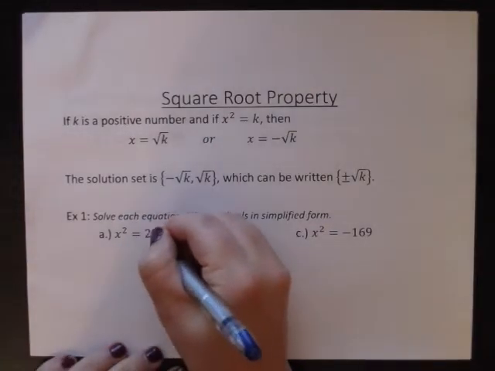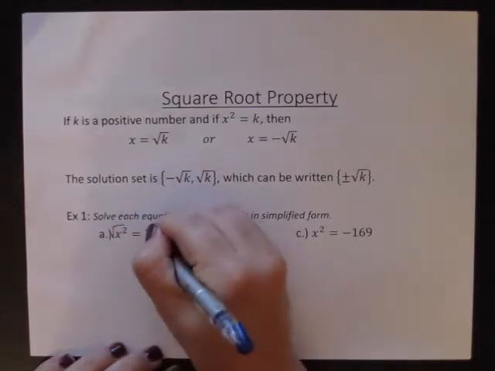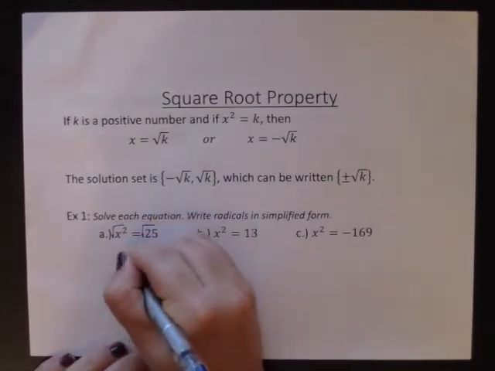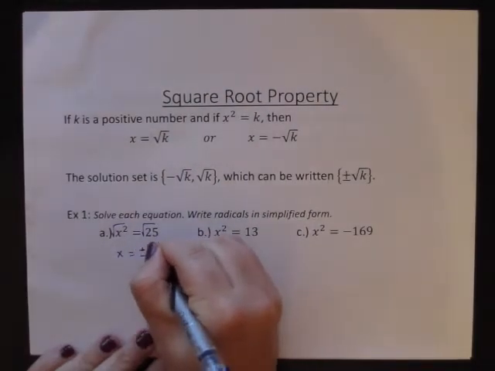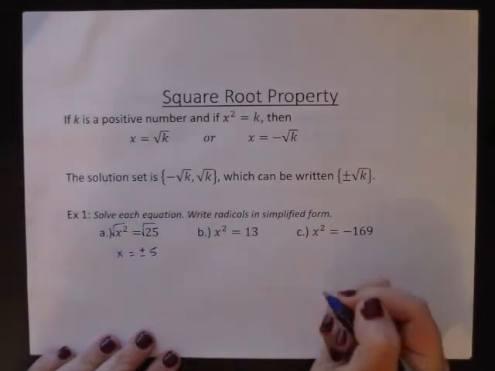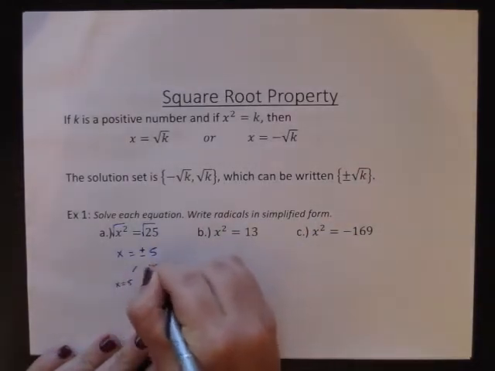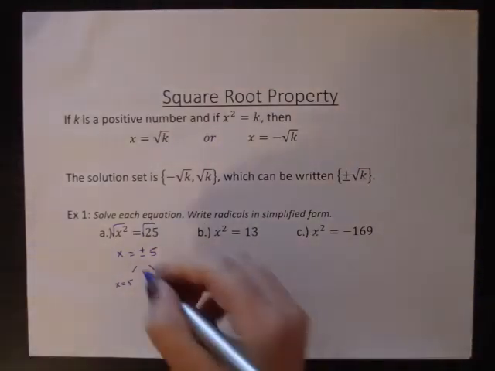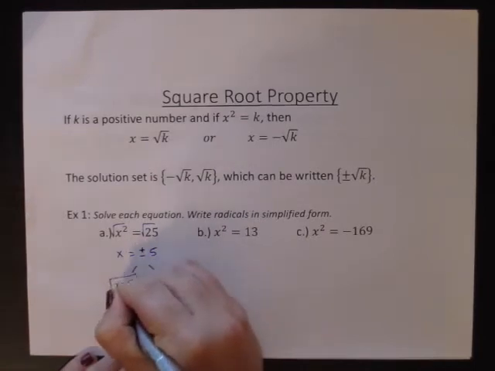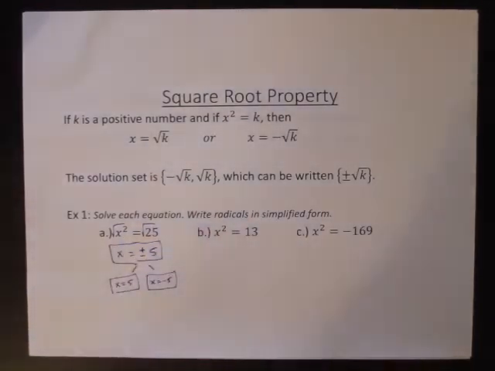So if I have x squared equals 25, if I'm using the square root property, I'm going to put in the square roots. So I got x equals, and then the square root of 25 is going to be plus or minus 5. Now, if you want to break it up and go x equals 5, or x equals negative 5, I'm totally fine with this. So you can either put it as this form, or you could put it together, but just make sure you have that plus or minus.